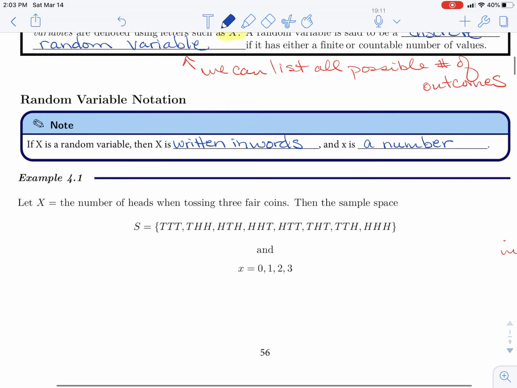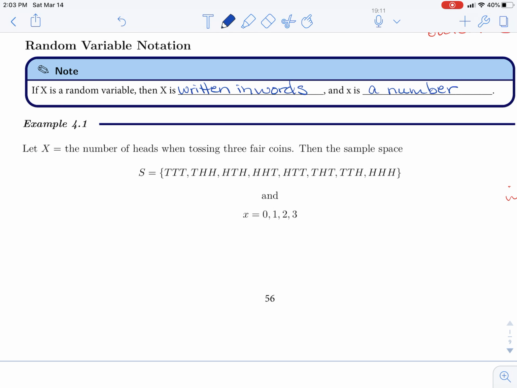So let's look at 4.1. This will give us kind of an example. So it says let capital X, in other words, the random variable X, represent the number of heads when tossing 3 fair coins. So think of it as like tossing them in a row. The first one, second one, and third one. So capital S here with all of those in brackets shows us the sample space, which we've done before.